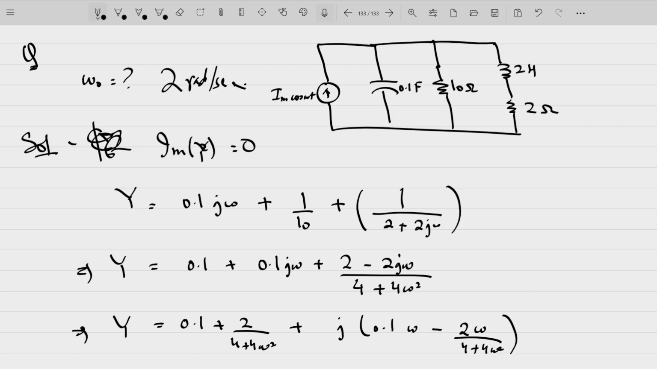Let's do one more numerical on this. Calculate the resonant frequency of this particular circuit. We have a voltage source fed circuit.